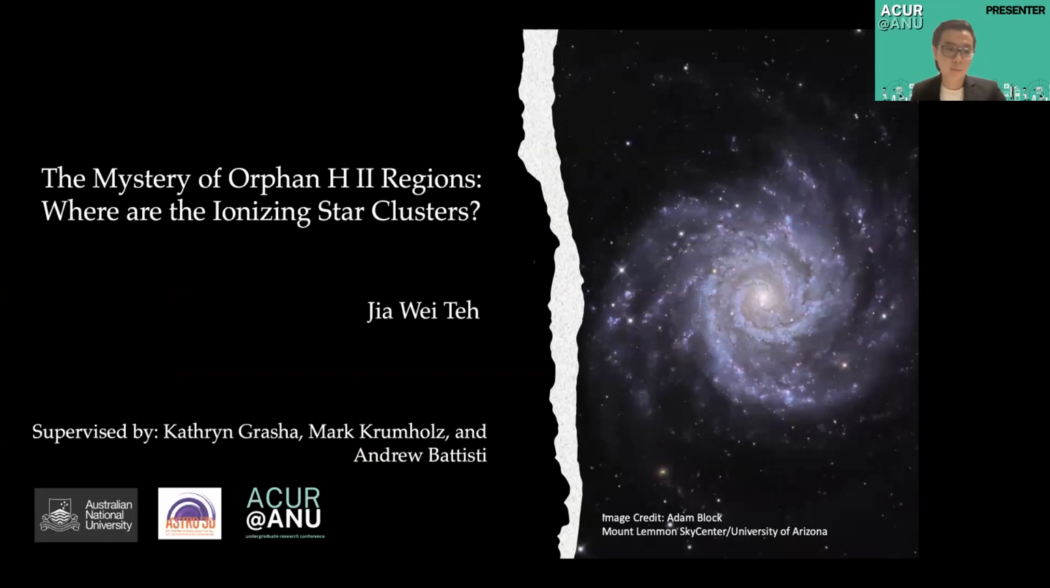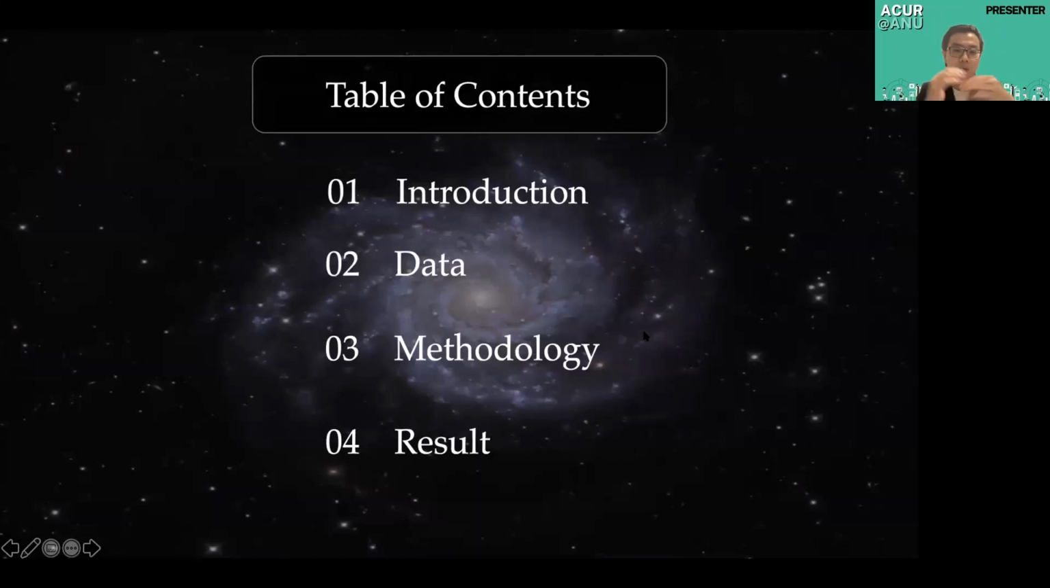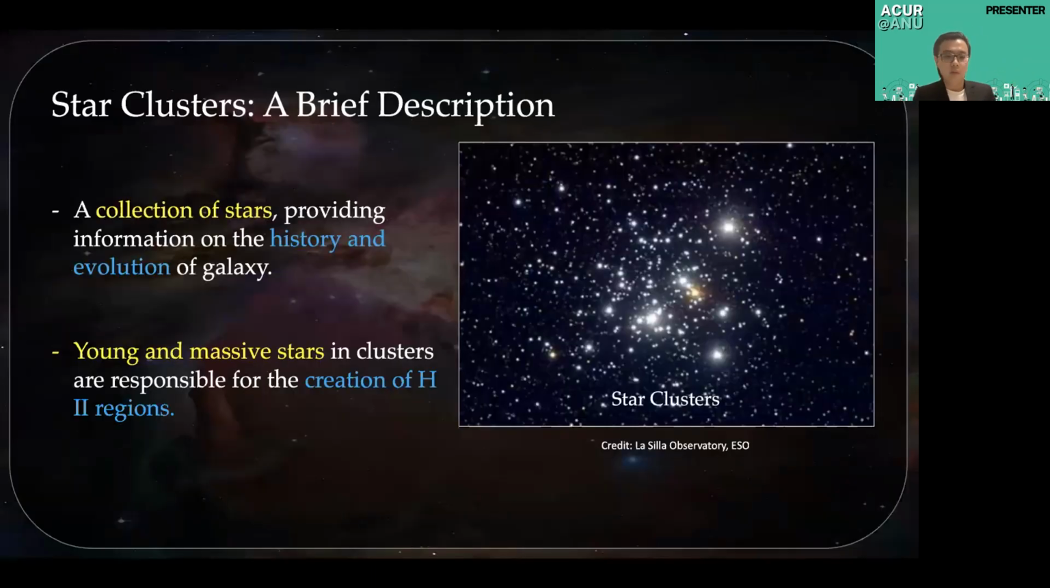Welcome to the talk. Today I'm going to talk about the mystery of orphan H2 regions. Where are the ionizing star clusters? This is part of my undergrad honors thesis at the Australian National University. So without further ado, I'll start off by talking a little bit about what I'm going to talk about today. In the next few slides, we'll be going through some introductions and background, some motivations, and then I'm going to talk about the data, and then the method on how we're going to do our science, and then also the results.